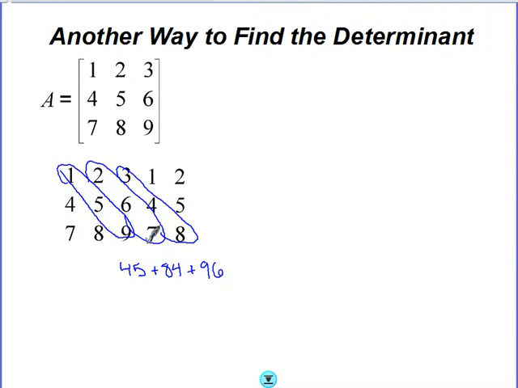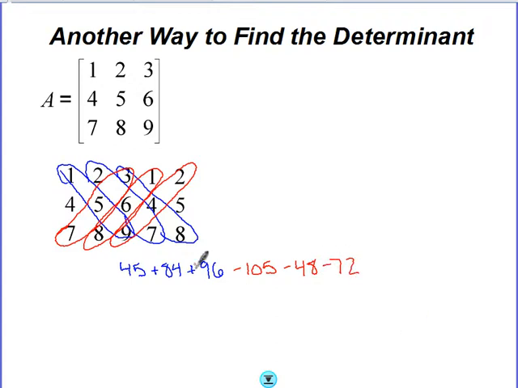So from the top left, I'm going to multiply the numbers in a diagonal, and I'm going to add them together. Then I'm going to go from the bottom this time and get three more diagonals. So 1, 2, 3. And I'm going to do the same thing. I'm going to multiply. So 7 times 5 times 3. But this time I'm going to subtract those numbers. Okay, so I'm going to multiply again, but this time I'm going to subtract. So then 8 times 6 times 1 would be 48. And 9 times 4 times 2 is 72.